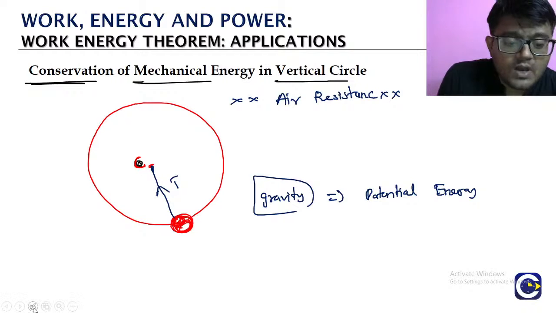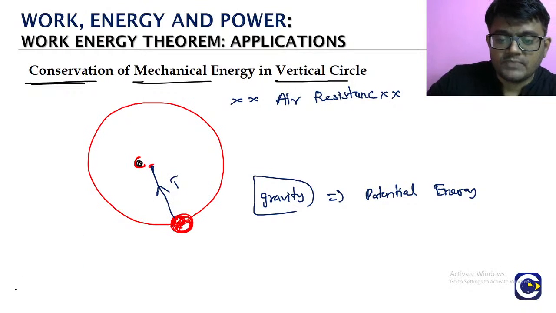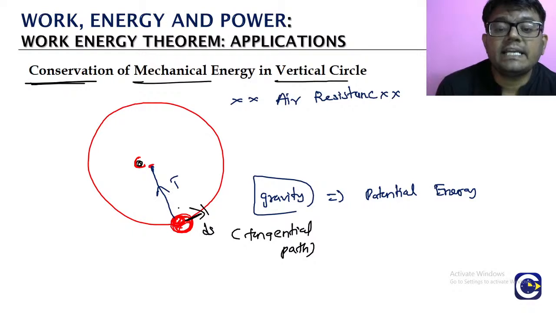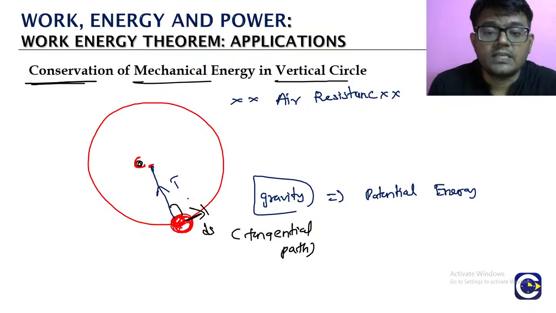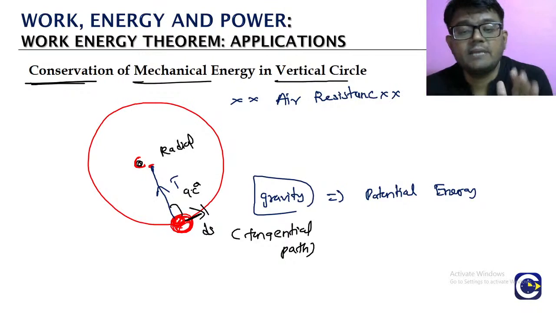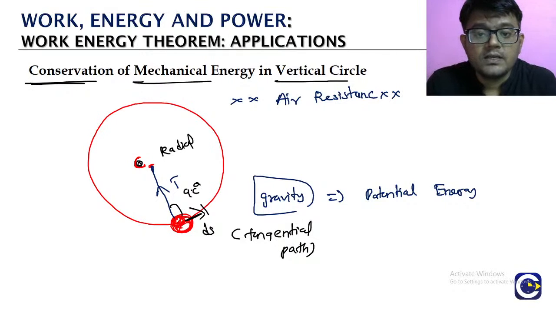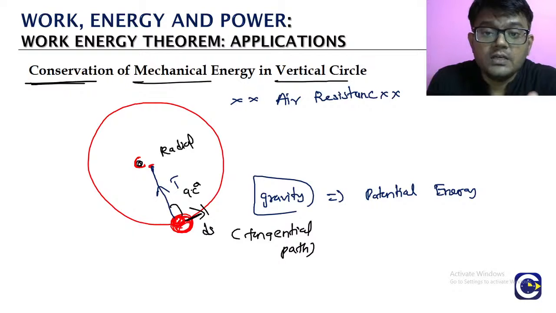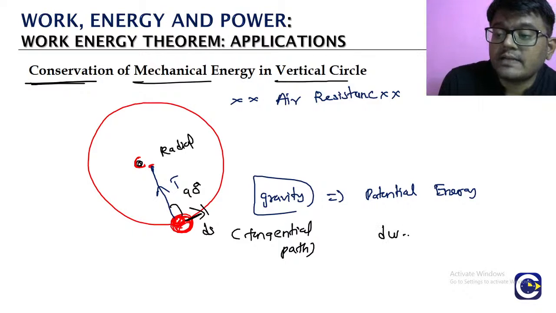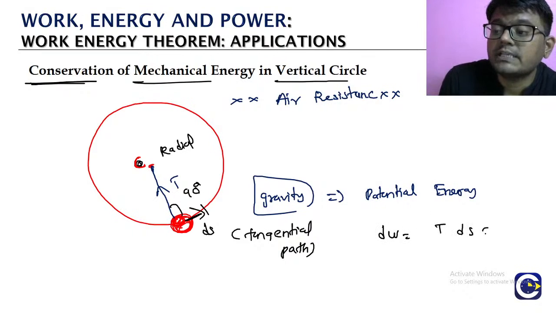Look at this now. As the object is going in the vertical circular motion, take any small displacement, ds. How is it going to be? The small displacement will be along the tangential path. What about the tension force? Towards the center of the circle. We can call it radial. What is the angle between them? At any time you take a small displacement, the direction of the tension force will be radial. What will be the angle between them? 90. Which means the small work done by the tension force is T into ds into cos 90. What is cos 90?